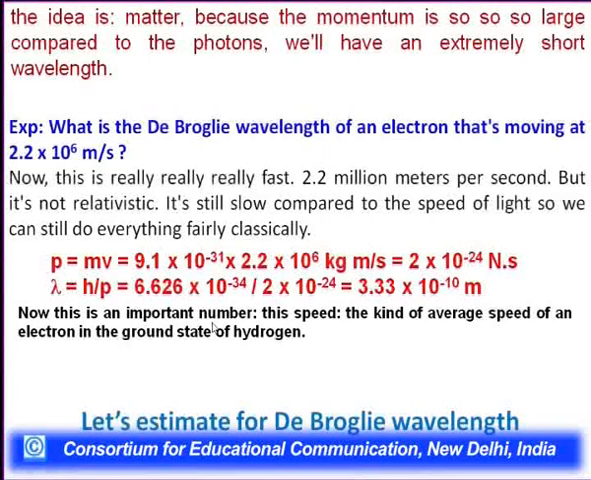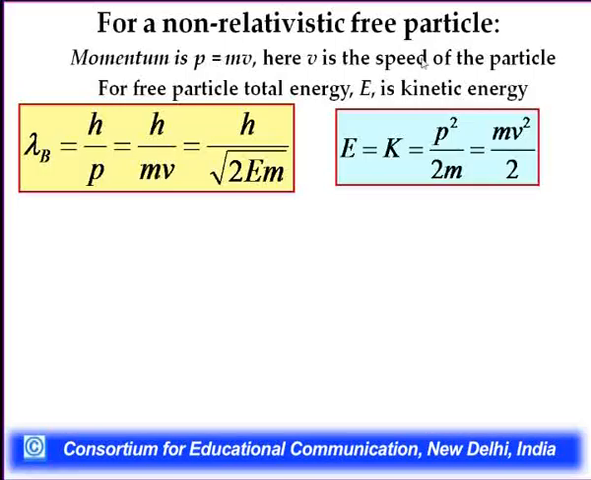Now this is an important number. This speed is the kind of average speed of an electron in the ground state of hydrogen, and let's estimate the de Broglie wavelength. For the free particle, we define the momentum by p is equal to mv, where v is the speed of the particle. For the free particle, the total energy E is the kinetic energy.